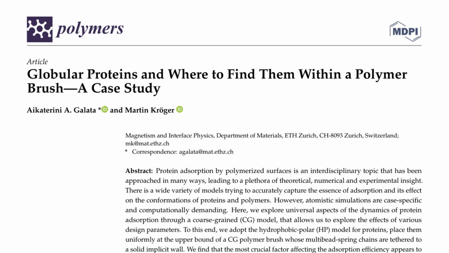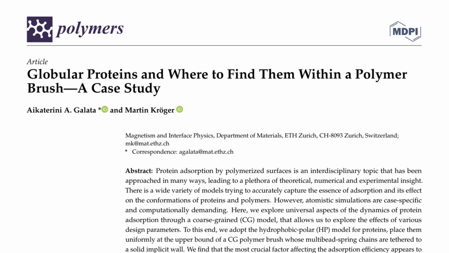The introduction begins by highlighting the significance of studying proteins, as they are essential for life and have complex behaviors and interactions with their environment. Proteins fold into specific 3D structures, and their conformational dynamics are influenced by factors such as the presence of confining surfaces and surrounding molecules. The authors acknowledge that studying protein adsorption is challenging due to the vast number of possible configurations and interactions involved. Atomistic simulations, while accurate, are computationally demanding.